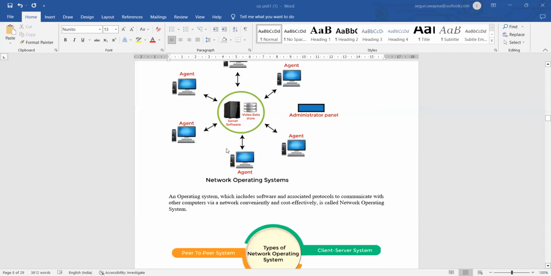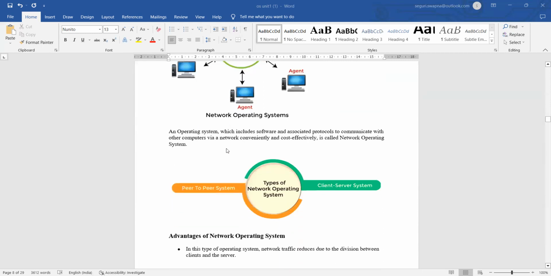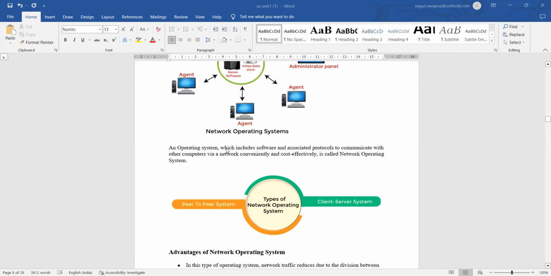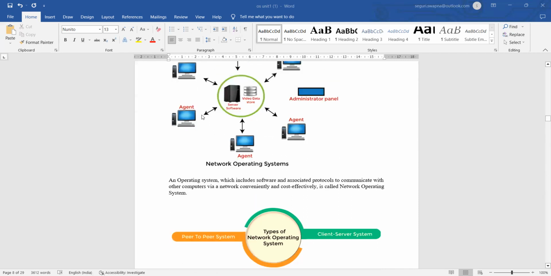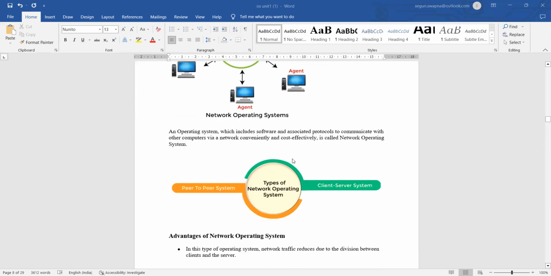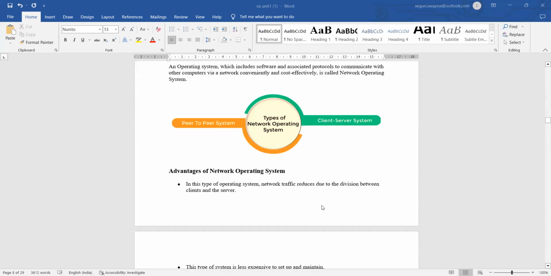Here, network operating systems are peer-to-peer systems or client-server systems. Peer-to-peer means every client has an interaction with each other. This is called a peer-to-peer operating system. Whereas in a client-server operating system, we have only a single server to which all the clients are connected. Clients all communicate with each other with the help of the server. This is a client-server operating system.